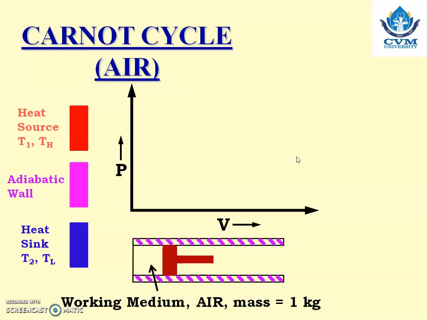Let us draw the PV diagram. Initially, the state of the working medium, that is air, is at 1, and at that time pressure is P1 and volume is V1.